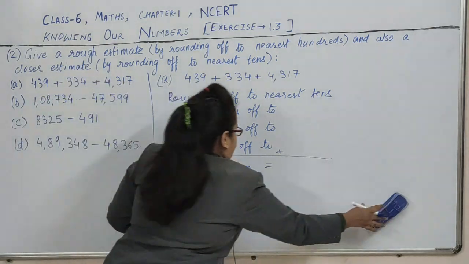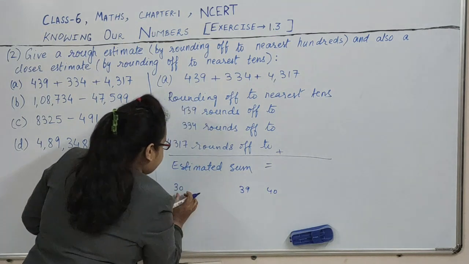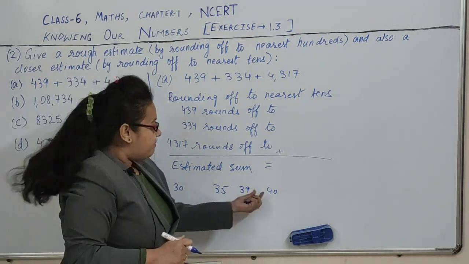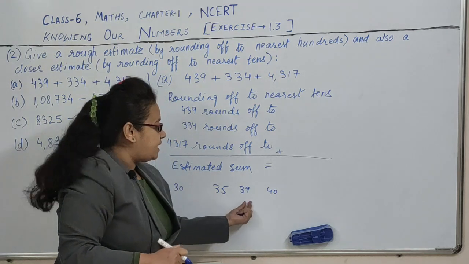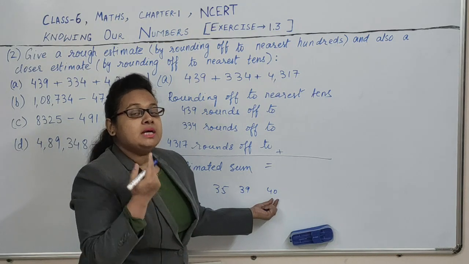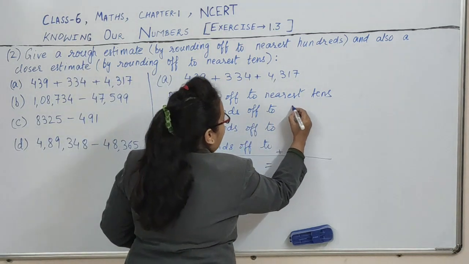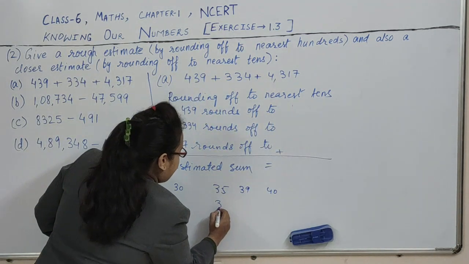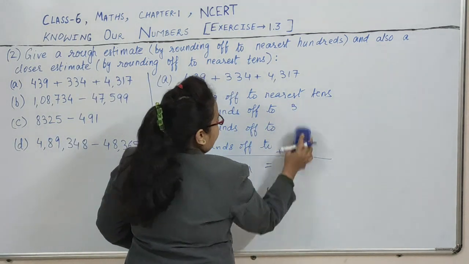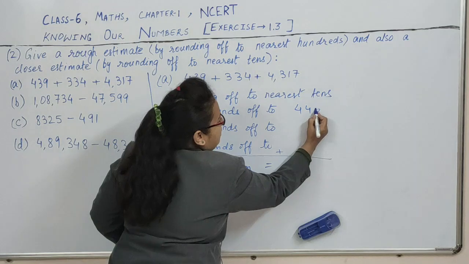39 lies between 30 and 40. And the middle number for 30 and 40 is 35. See, this 39 is greater than the middle number and it is closer to 40. So 39 will be rounded off to 40 when we are rounding it off to the nearest tens. It means 439 will be rounded off to 440 because 39 is rounded off to 40.